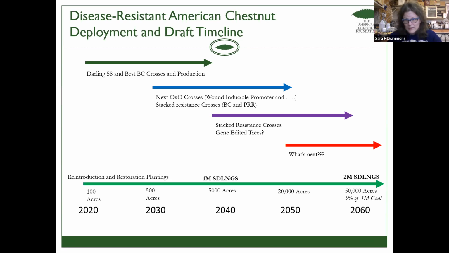We can't deploy landscape-level tests to test that because it's regulated. So in the background, there's a wound inducible promoter for Darling 58, or for the oxalate oxidase gene. That paper was just published last week, so check that out. If you look up American chestnut wound inducible promoter, that's another really amazing innovation that's on the doorstep. We need to stack resistance. We've got not just chestnut blight, but Phytophthora root rot to worry about. We've got traditional breeding dealing with that. We should be able to deploy that in the next 8 to 10 years.